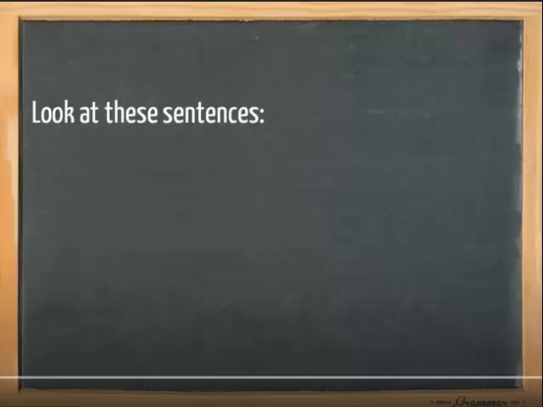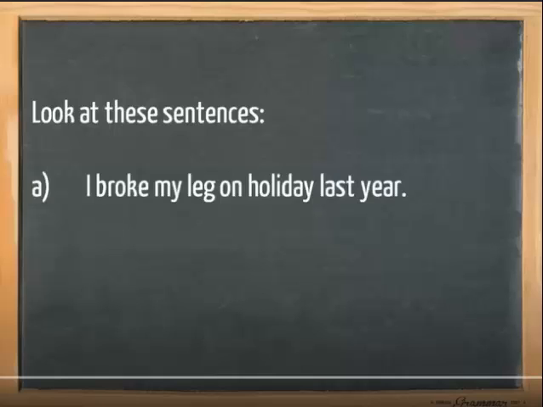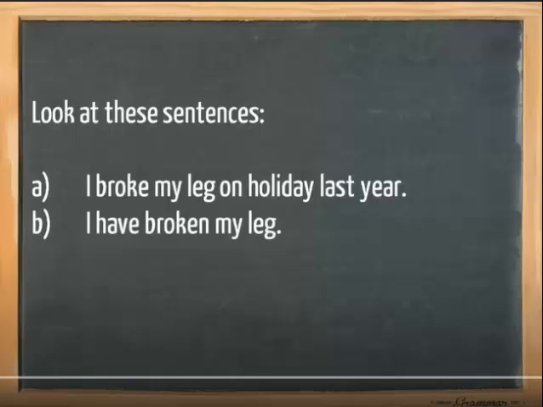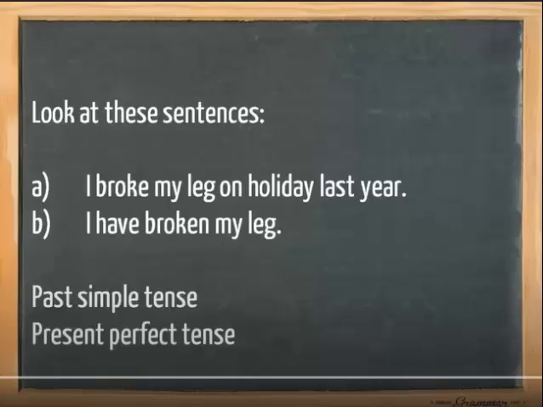The first sentence is, I broke my leg on holiday last year. The second sentence is, I have broken my leg. If you take a look at these sentences, we can establish that the first sentence is indeed past simple tense because, as you can see, the verb is in past simple. The second sentence is present perfect tense because it has an auxiliary and also the verb is in past participle.